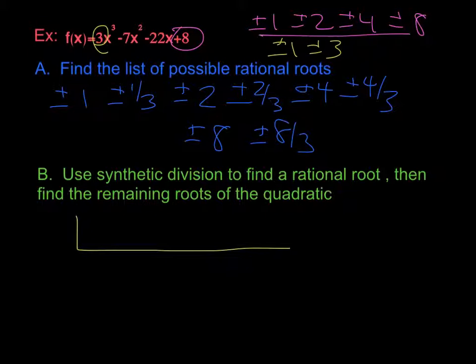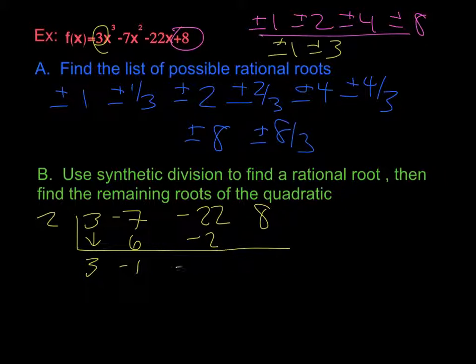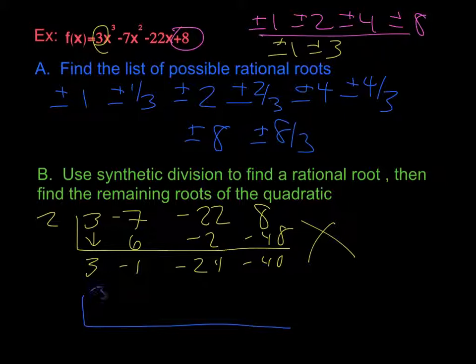So my coefficients for my synthetic division are going to be 3, -7, -22, and 8. And let's say I try 2 first. That's going to give me 3, 6, -1, -2, -24. And as you can see, 2 is not one of my real zeros. So this might take a little bit of trial and error to find one. So let's try another one.